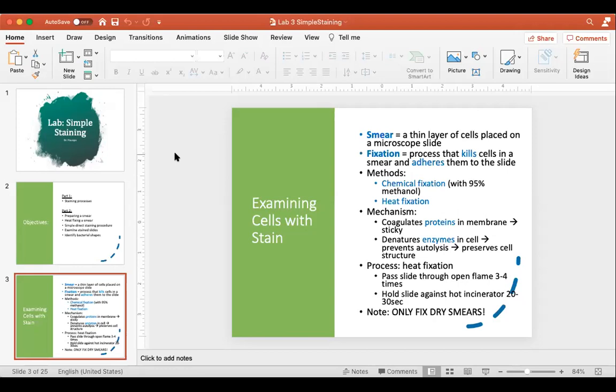So you're not holding the slide in the flame. That would actually be bad. You'd actually burn up all your cells. You're just passing it across the flame to get the heat.